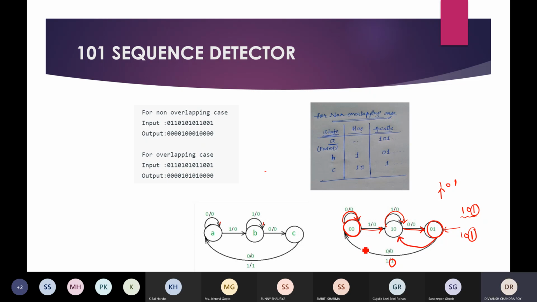I think there is some mistake here in this picture, but you will correct it. This will be like this, and here, yeah, this will not be here. Okay, is it clear?